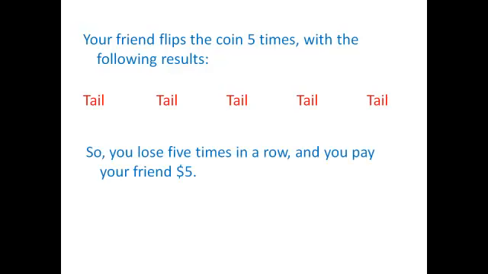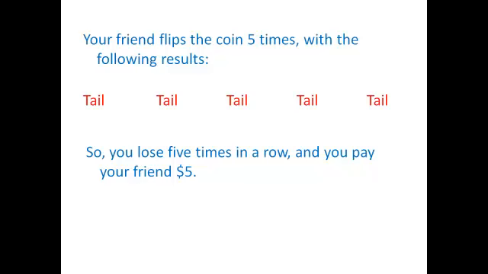So now, he flips the coin 5 times with the following results. And remember, heads you win, tails he wins. Tails, tails, tails, tails, and tails. So you lose 5 times in a row and you pay your friend $5.